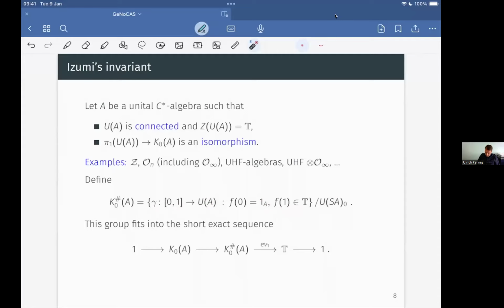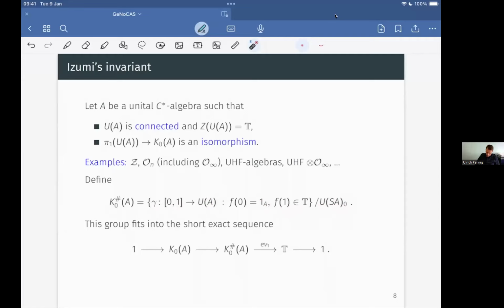So if I forget about the 0 here, then this is just the group of continuous paths in the unitary group of the algebra that start and end at 1. And then this little 0 here means take the identity component of that. And if you mod out by this, then you get a group.